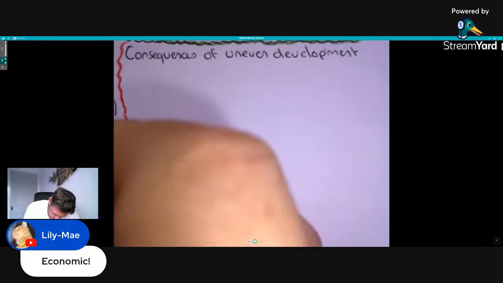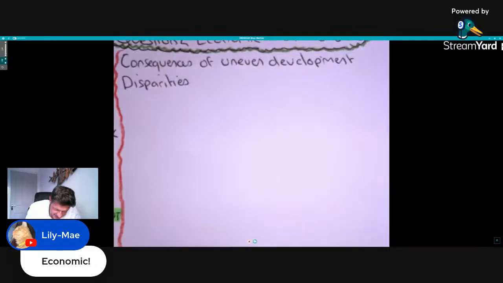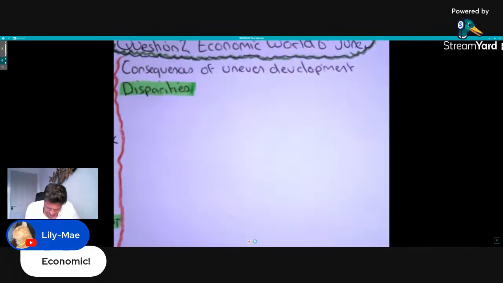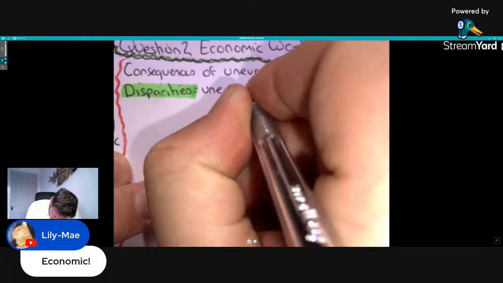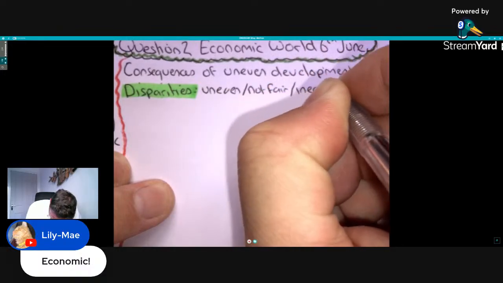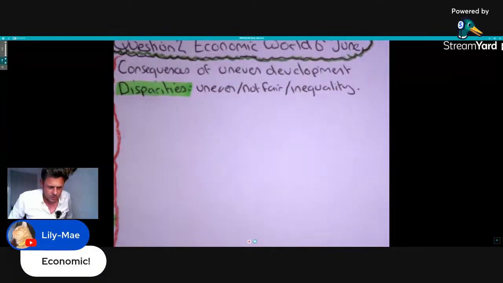Whenever there's unevenness, we call it a disparity, or disparities. So if we're going for the top grades: if some people have something and others don't, there's a disparity. It's uneven. These are the words that you can use for disparity: uneven, not fair, or there is inequality. That would be the highest level word. So disparities means some places have it and some places don't.